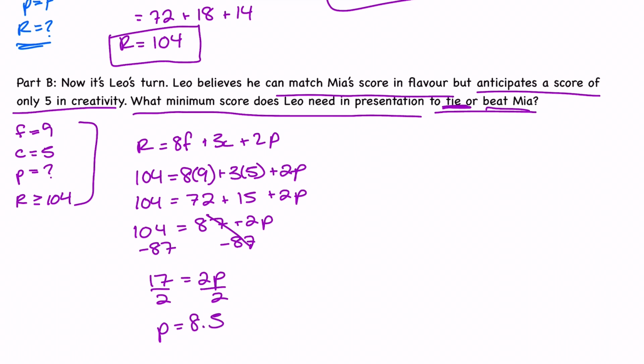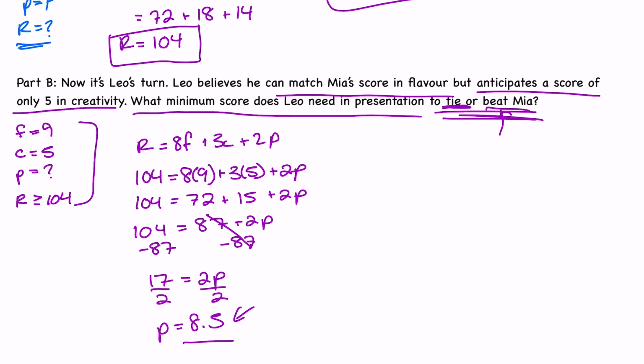So what this means is that if Leo gets 8.5 points in presentation, he can tie with Mia. But they don't give away half points. So we need to round up to 9 points. So minimum he would need 9 points, but he would actually beat her because remember, if he gets exactly 8.5 points, he would tie. So the minimum score he would need to tie or beat her, and in this case it's beat because you can't get half points, would be 9. So he needs 9 points in presentation.